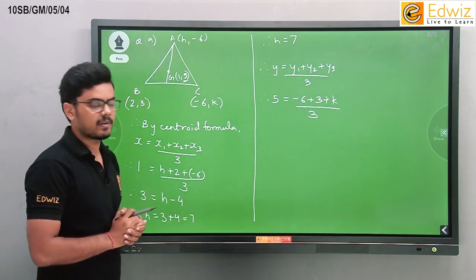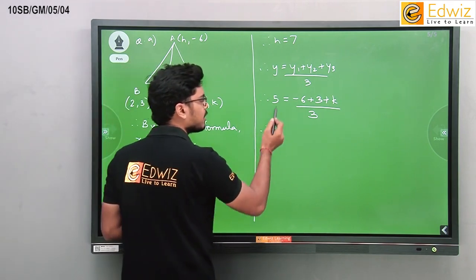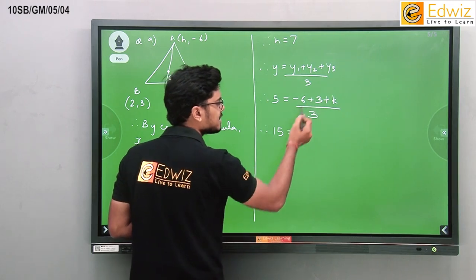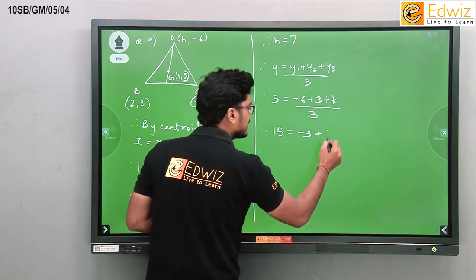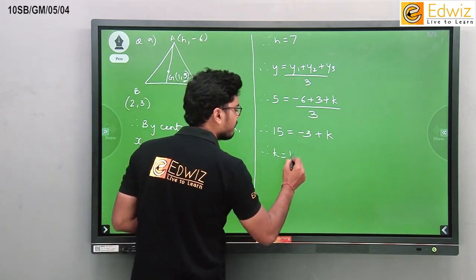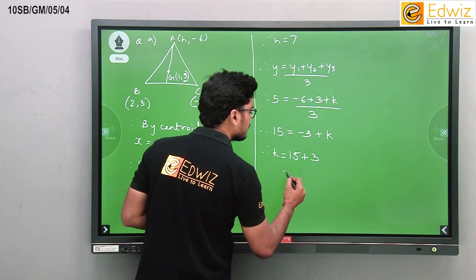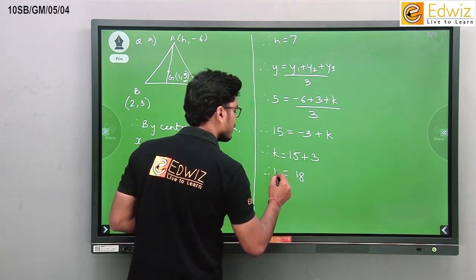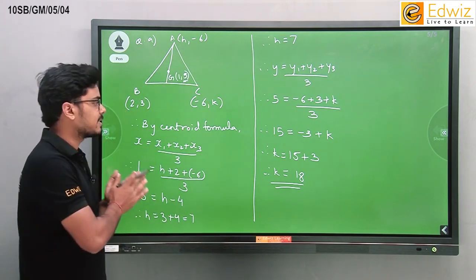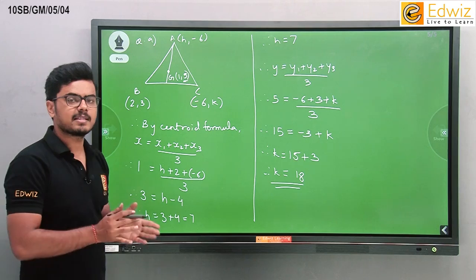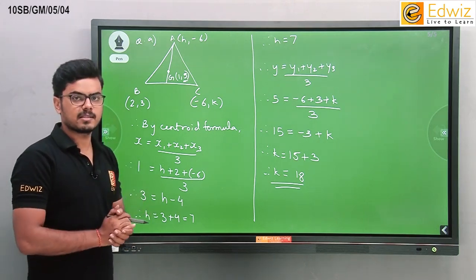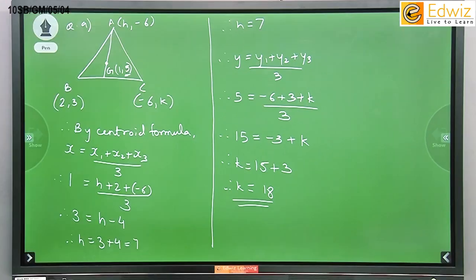We need to find the value of k. Take 3 on the other side, it will get multiplied with 5. So 15 will be equal to minus 6 plus 3, which is minus 3, plus k. Take minus 3 on the other side, k equal to 15 plus 3, that is 18. So this is the value of k and this is the value of h. This is the solution for question number 9. Very simple, exactly like question number 8. I hope you understood it. Please make a note of this. Then we'll start with the next question.